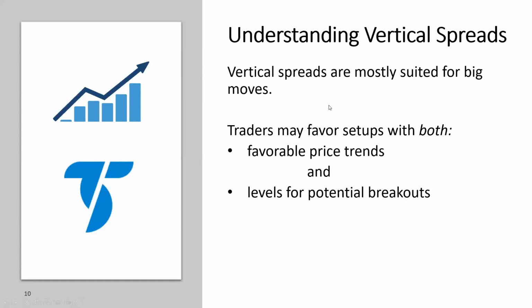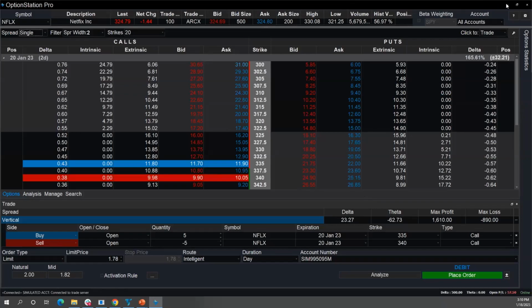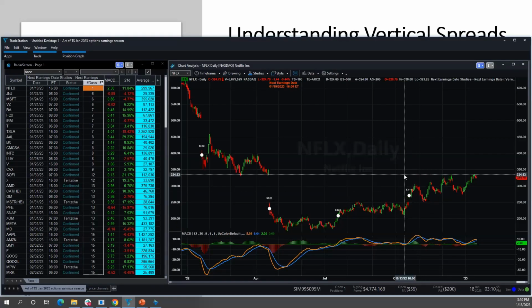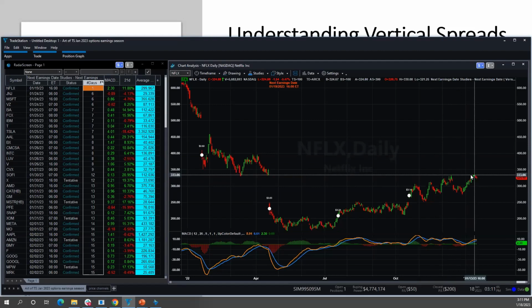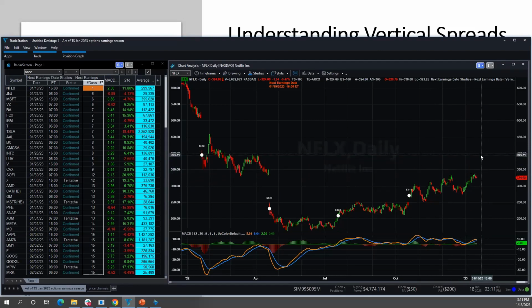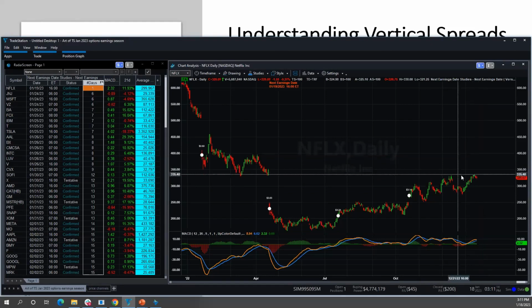Now, vertical spreads are mostly suited for big moves. So we might want to look for things when you have favorable price trends and levels that look relatively clear for potential breakouts. And that is the reason why right now I'm looking at something like Netflix, because if we look at a name like Netflix, there are some levels here that we can see right around 335. That was the top, where it held right before it gapped lower back here in April. So if people are looking for something bullish, this is a sort of thing where if it pushes up above 335, there could be a potential for an extension.